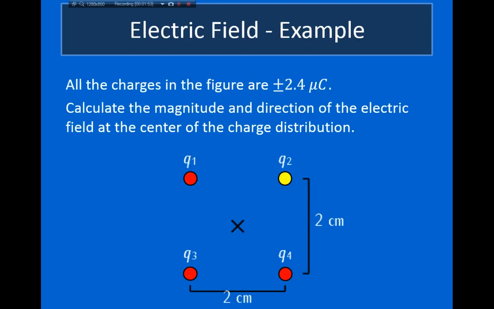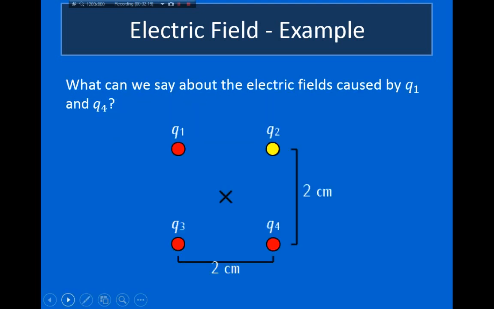Now let's go ahead and look at a couple of examples. This first example says, all the charges in the figure below are plus or minus 2.4 microcoulombs. And again, remember, red is a positive charge and the yellows correspond to a negative charge. The question asks us to calculate the magnitude and direction of the electric field at the center of the charge distribution. So at this point right here.